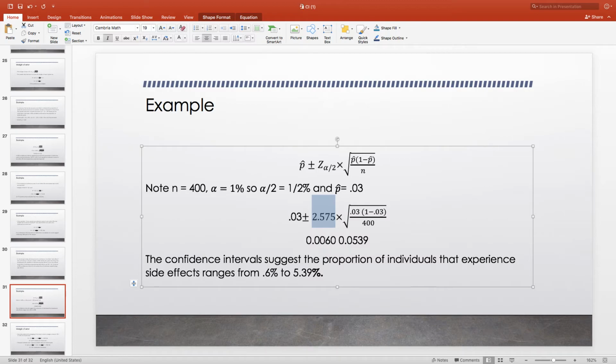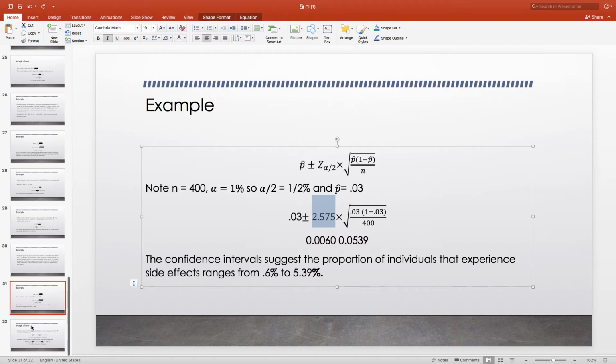that it could be as low as 0.6% to 5% as the proportion of individuals experiencing side effects for this drug. So the company, as well as the FDA, they need to determine if this is an acceptable rate of individuals that will experience side effects. It should also depend on how extreme the side effects are or what they are. Okay, so you can see that there's quite a large margin of error.